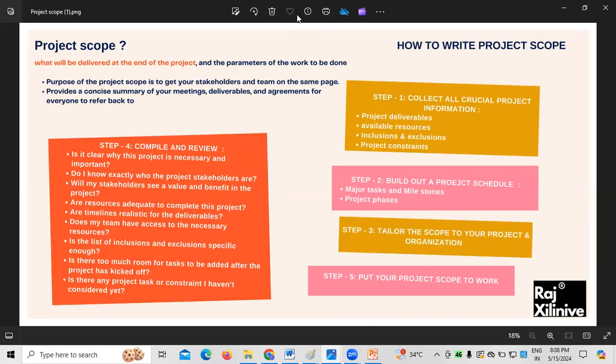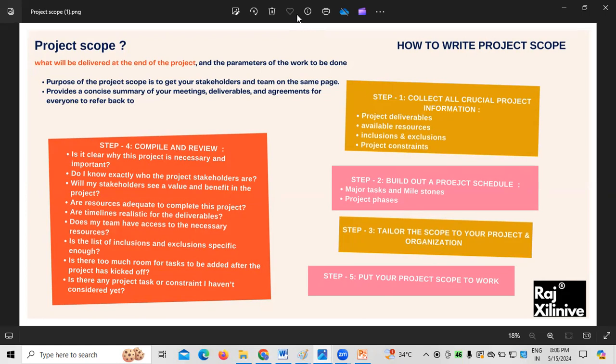Project deliverables means what must be the final conclusion of the project. That's what we call it as project deliverables. That is point number one. First, we need to define the project deliverables. What must be the project deliverables has to be decided first. So once we have defined the project deliverables, next you need to identify the available resources.